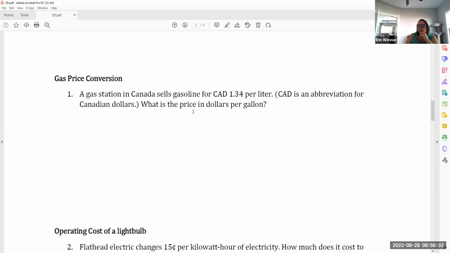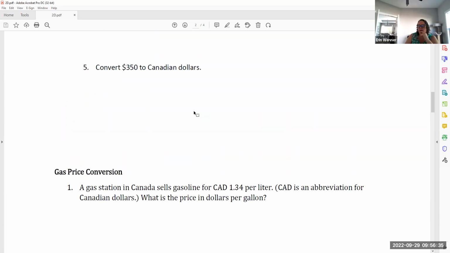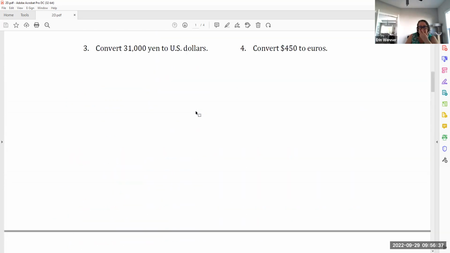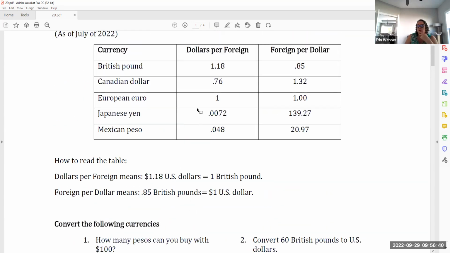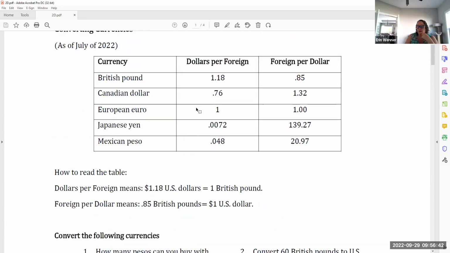If we go up to, we're going to need our conversion factors though, right? And so we want to take our US, or excuse me, our Canadian, and we're going to make US with it, right?